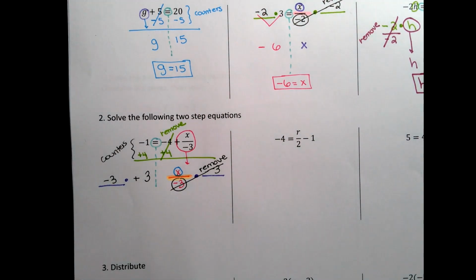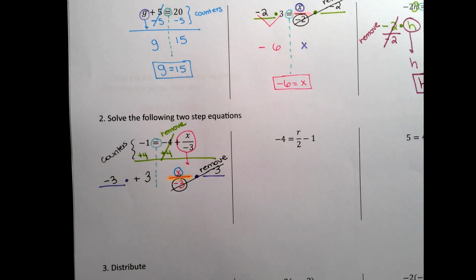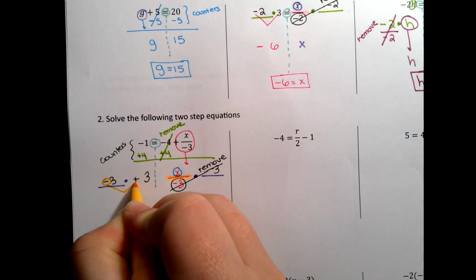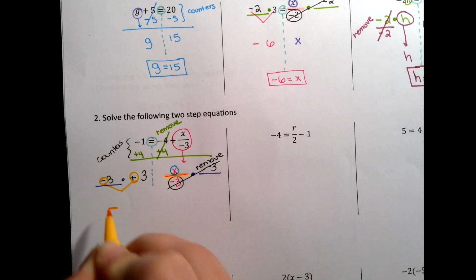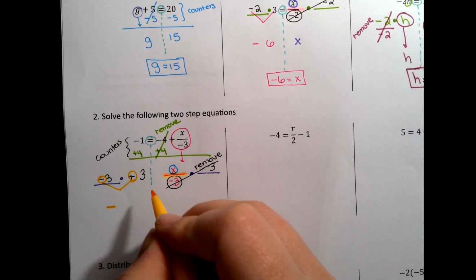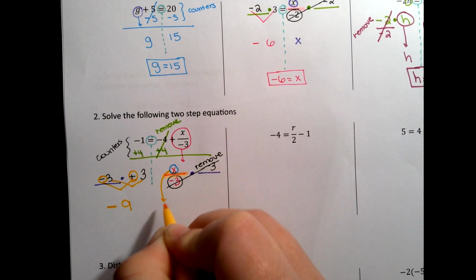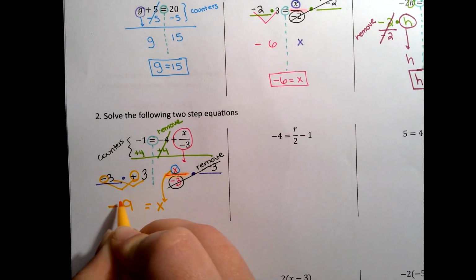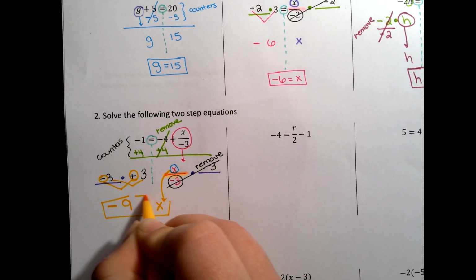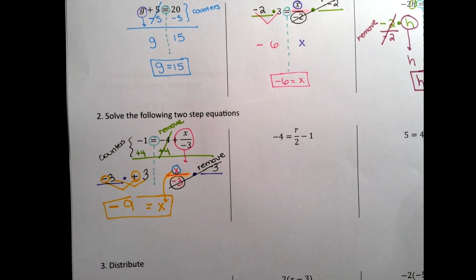On the other side, on our left-hand side, we are going to be multiplying. We have a negative times a positive. That means our symbols are different. We're going to have a negative answer. 3 times 3 is 9. Bring down your letter, your variable. So we have negative 9 is equal to x.